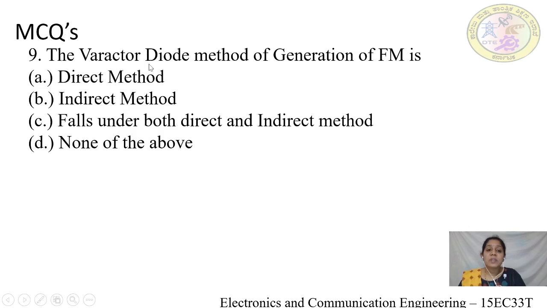Ninth one, the varactor diode method of generation of FM is option A direct method, option B indirect method, option C falls under both direct and indirect method, option D none of the above. Yes, the varactor diode method of generation of FM is the direct method of generating FM because the frequency of the carrier is varied directly in accordance with the amplitude of the information signal. Hence, it is a direct method of FM generation.